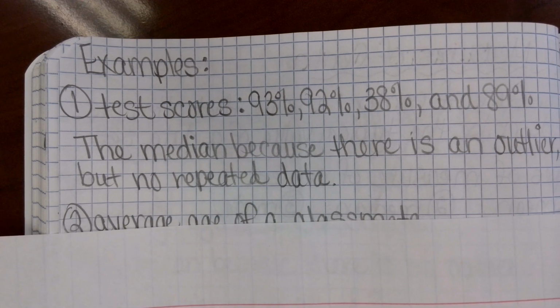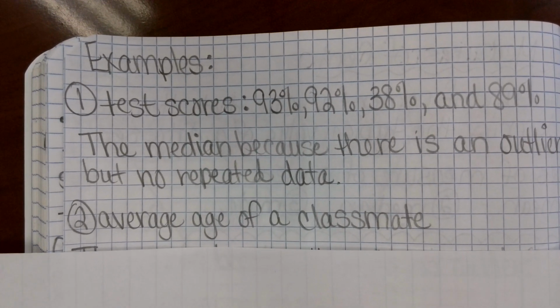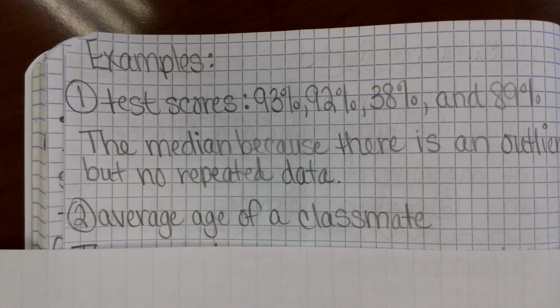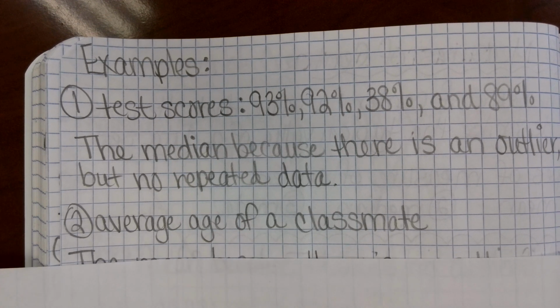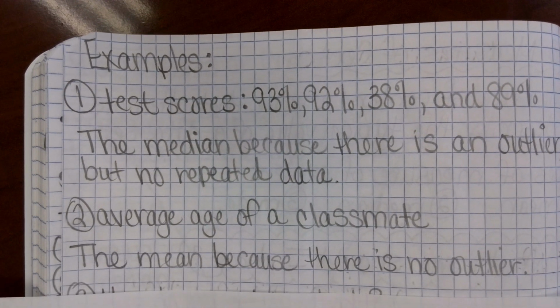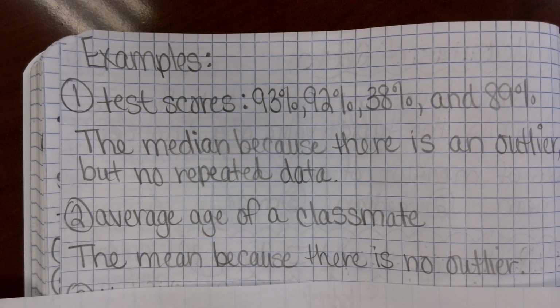Okay, the next question. The average age of a classmate. I kind of gave you a clue about this one a few minutes ago. So, is the data numerical? Is there an outlier? There's probably not an outlier. So we're going to use the mean. That's great.